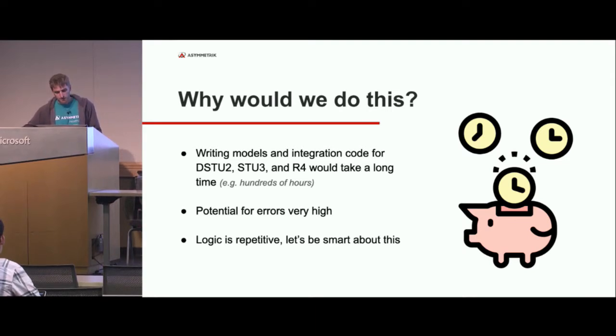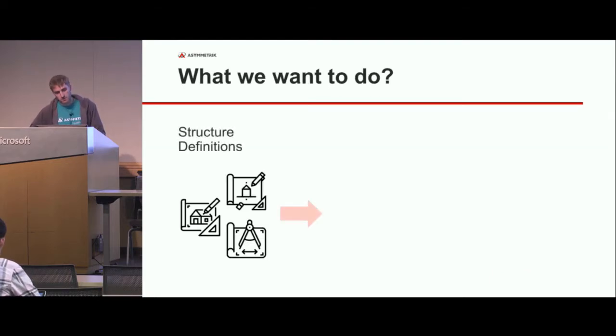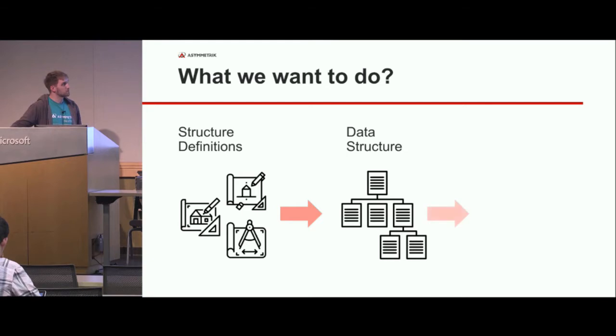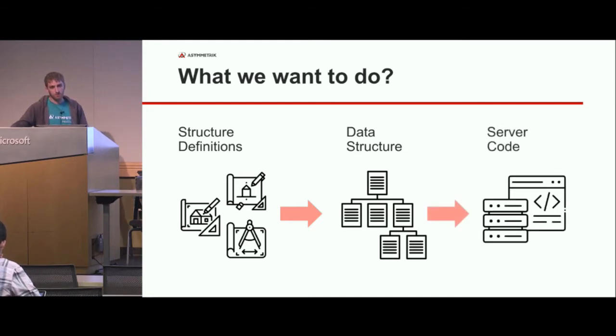One thing we realized when we did this was that logic is very repetitive. So we started thinking there's got to be a better solution than this. Initially we came up with this idea of generating code, and this was our first blueprint for our plan. We wanted to start with structure definitions because this is the source of truth for a resource. It defines what it is and what it can do. We wanted to ingest all those and create a data structure. And then from that data structure, we wanted to pass it into a renderer and have it spit out server code. Server code could be JavaScript, it could be .NET, it could be pretty much anything.